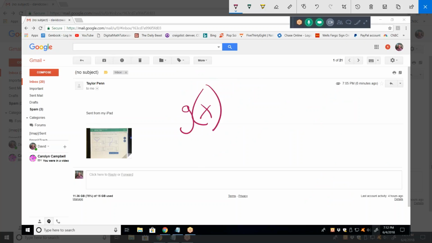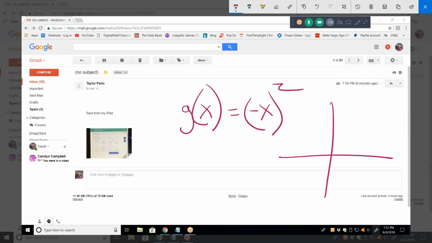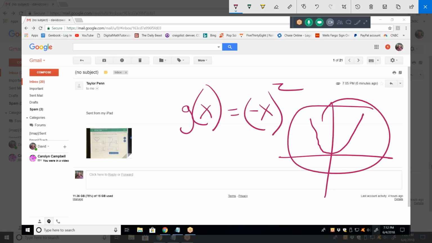If I put the negative sign inside the function like that, then that negative sign is a reflection over the y-axis. And you can see why, because when I multiply that out, I get the same function. It's x squared when I expand that. In other words, that is an even function. It's symmetrical about the y-axis. And when it's symmetrical about the y-axis, you can substitute a negative x and get the same function. Okay.